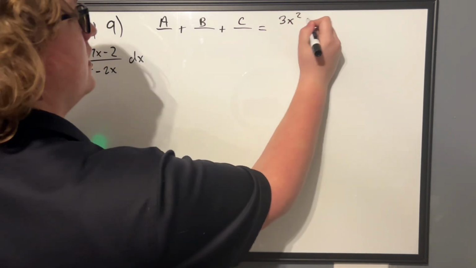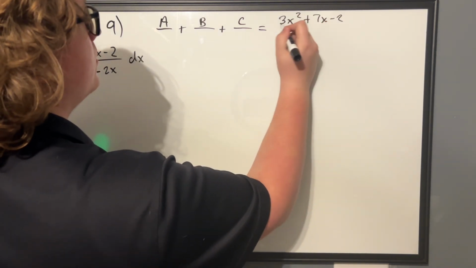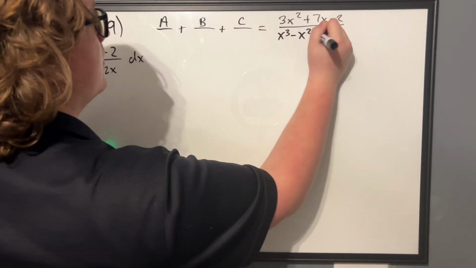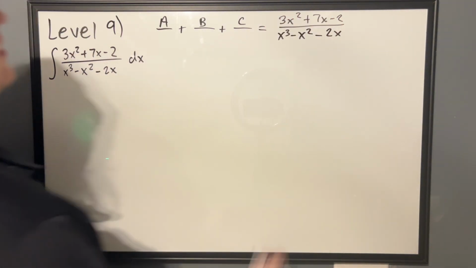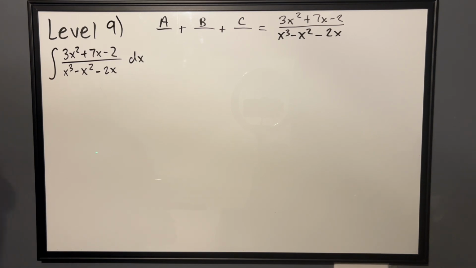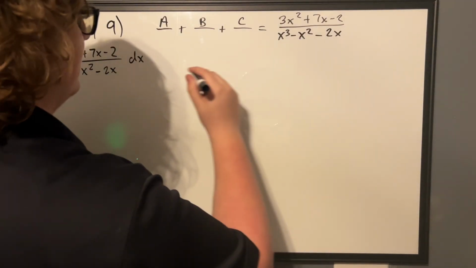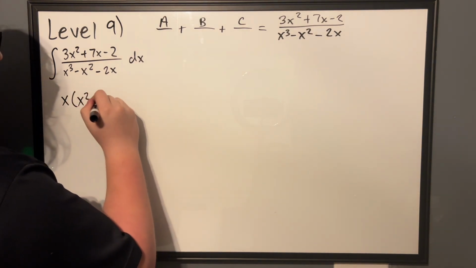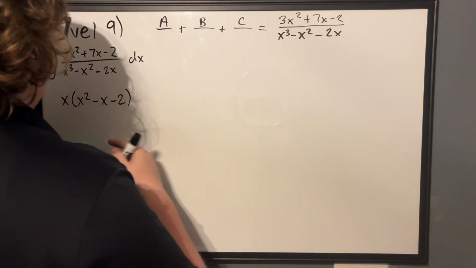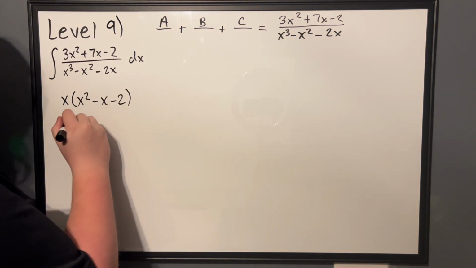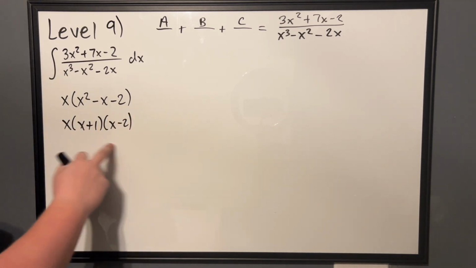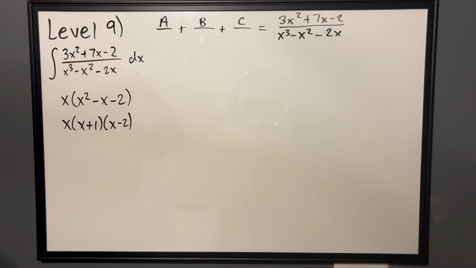So we have 3x squared plus 7x minus 2 over x cubed minus x squared minus 2x. We need to factor the denominator. The way this is going to factor, we can factor an x out of this, so we'll have x times x squared minus x minus 2. And this will actually factor into x plus 1 times x minus 2. If you multiply this out, it'll give you what we have right here, x cubed minus x squared minus 2x.